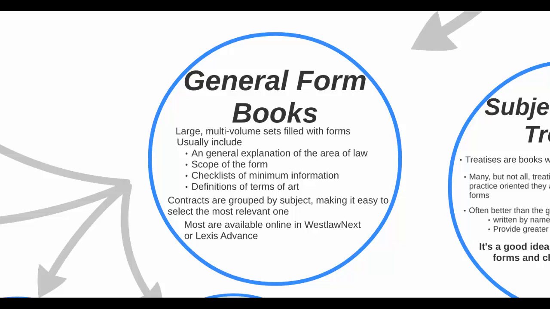And then often there'll be definitions of terms of art. If there are specific terms that are used in that area of law, they will often be defined in the beginning. Contracts and form books are grouped by subject, like I said. And this is helpful because it makes it easy to select the most relevant one. So you know you want an adoption contract, but there are many different kinds of adoption contracts. And you can see sort of the selection by turning to the adoption section, and you can pick the most relevant one.